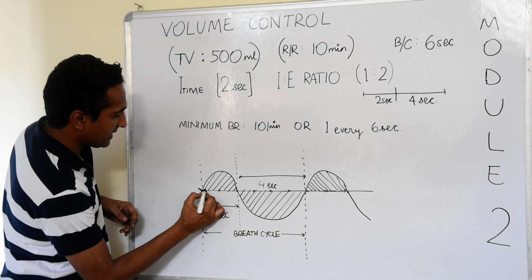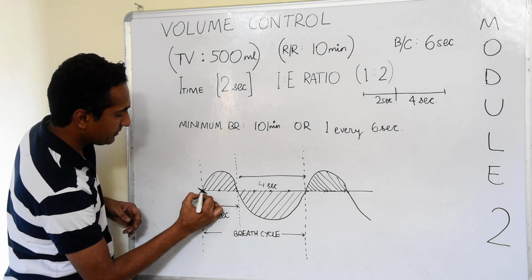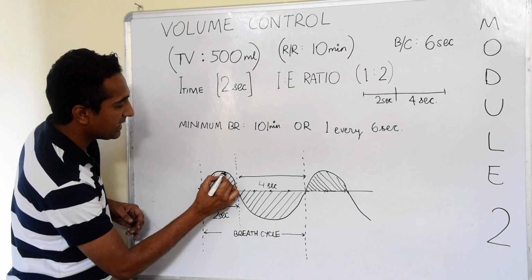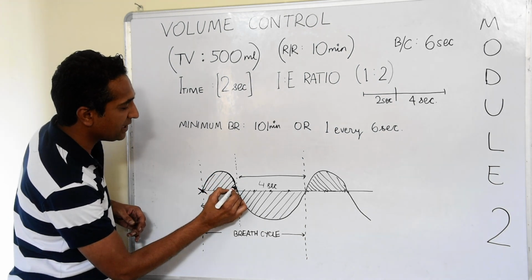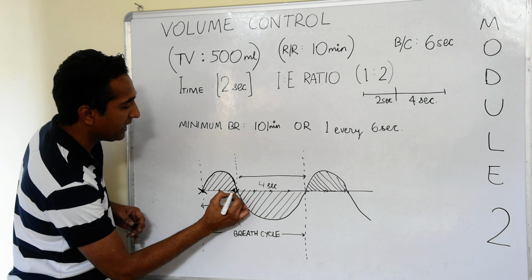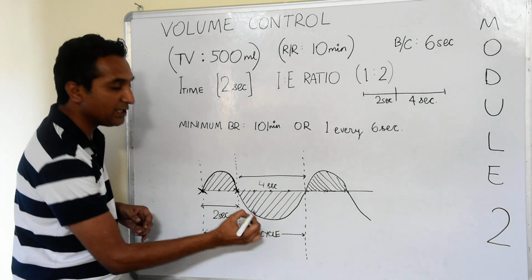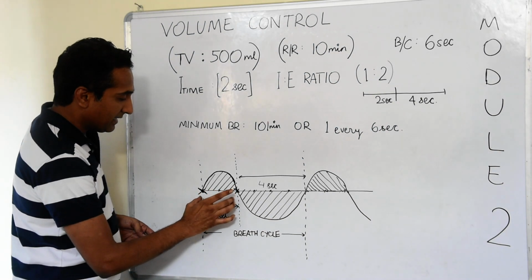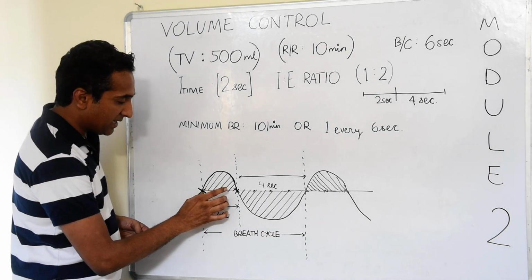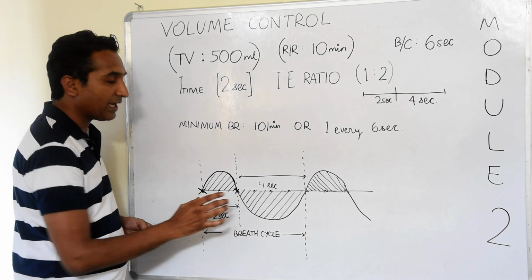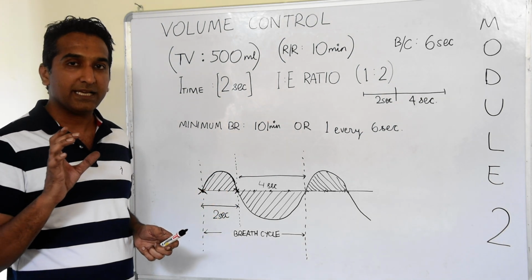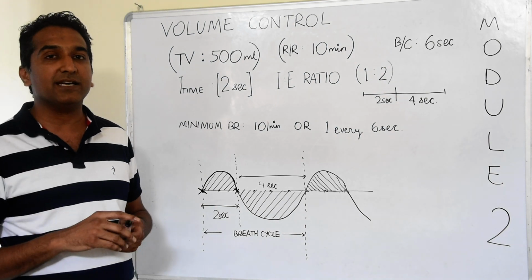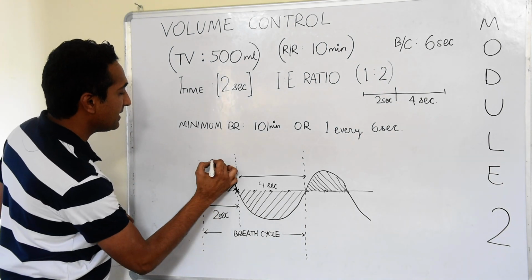Let's say the breath starts at this point, which is the trigger. Since we have set an inspiratory time of 2 seconds, the breath will continue for 2 seconds in the inspiratory mode, and then it will change here from inspiration to expiration. So we know that after the breath starts, it will continue for at least 2 seconds, where it will change to the expiratory mode. So the cycling here is taking place by time.